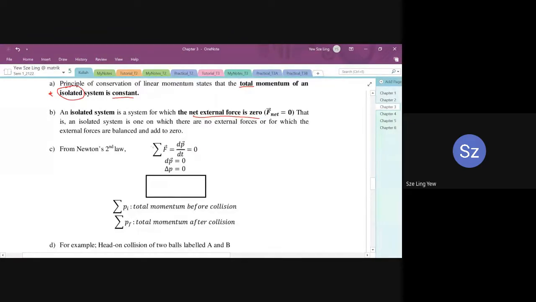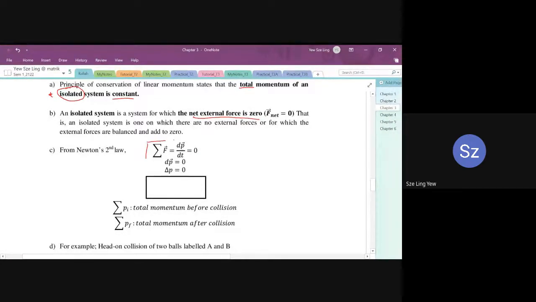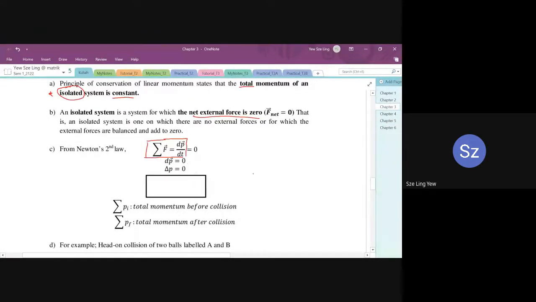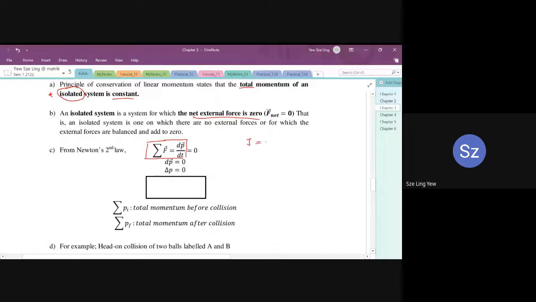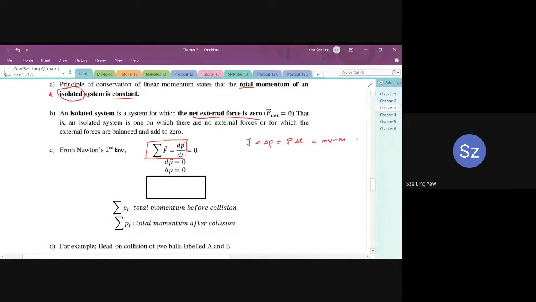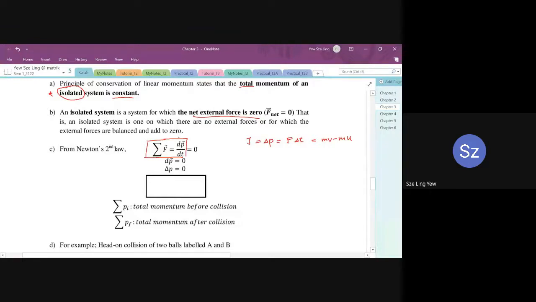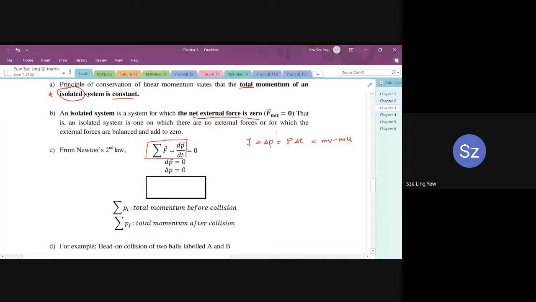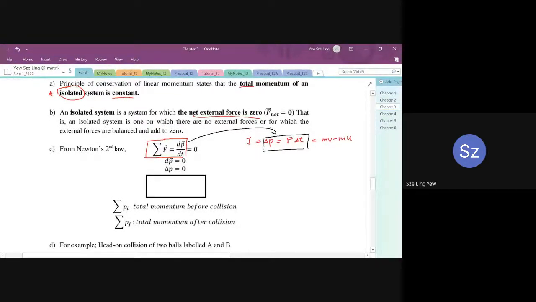Now, this equation seems like a new equation to you, right? Actually, it's coming from the impulse-momentum theorem. Just now we have J equals delta P equals F delta t equals mv minus mu. Your second law is actually coming from here. That's why I told you it will be better to write all four of them in one line. So rearrange the equation, you get F equals dP over dt.